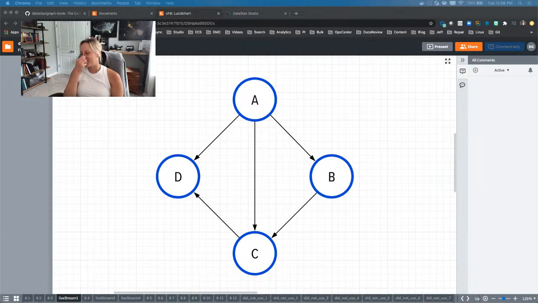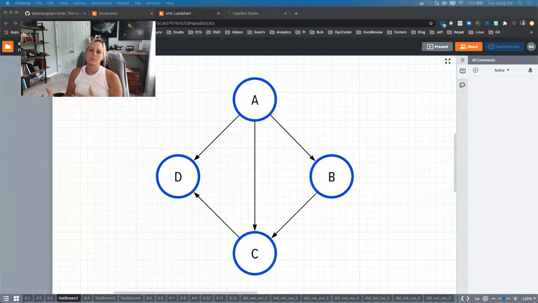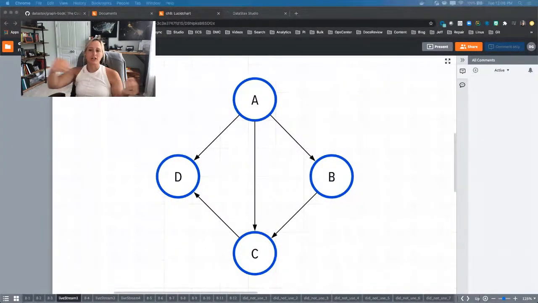Perfect. So when we are using the Gremlin programming language, which is a language for traversing and walking through your data stored in a graph database, you use steps like path and simple path to see the journey that you've been on.